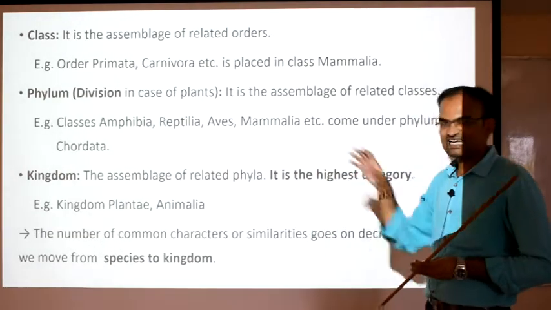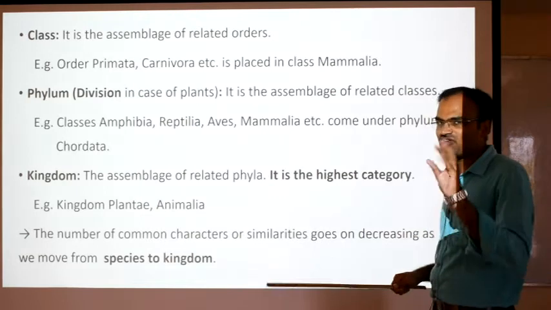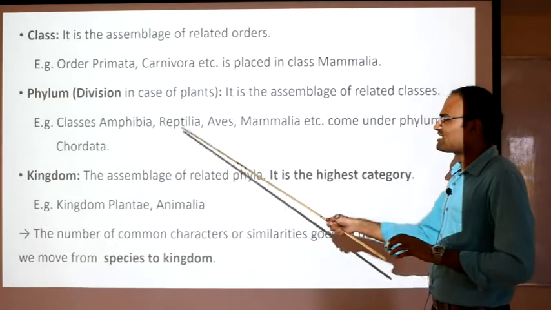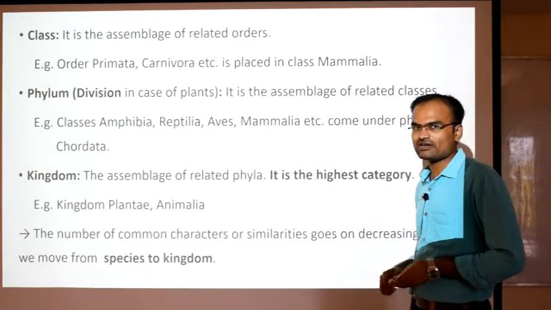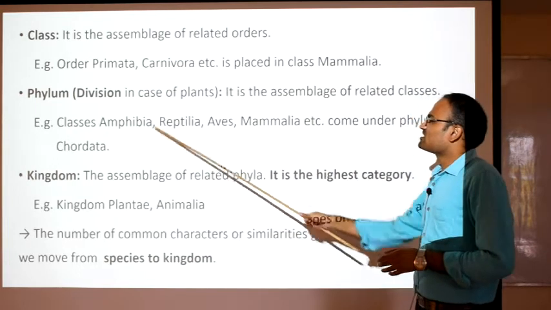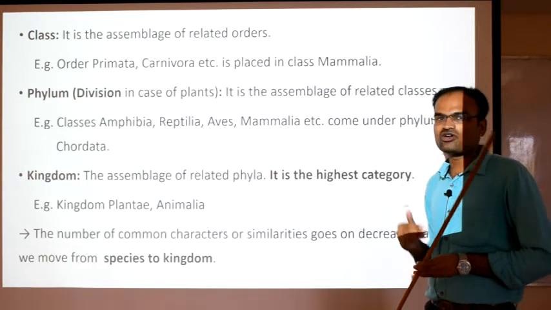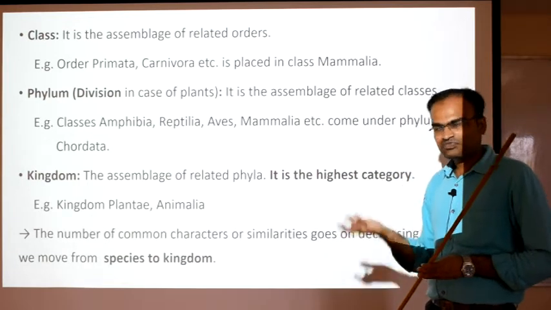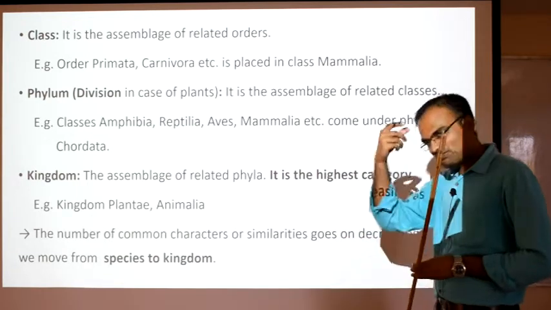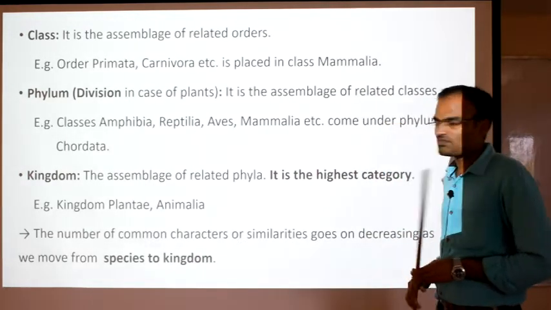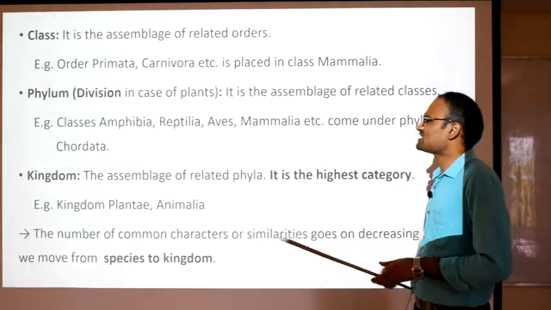Chordata is the second highest category where we have a total of 5 classes. This is an example: 5 classes are included in the phylum Chordata. All these 5 classes possess 3 important characters, the characters of the chordates: possessing gill slits, possessing a notochord, the presence of a nerve cord and all, isn't it? The last one is the kingdom.